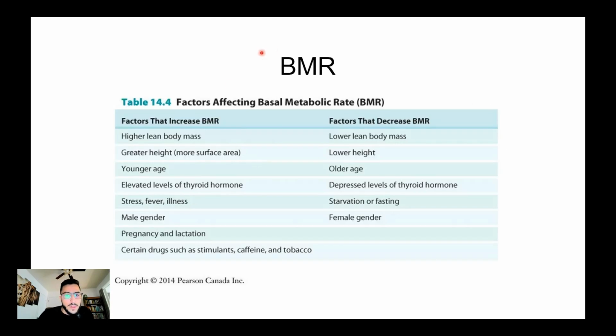Okay, these are the factors that affect basal metabolic rate. You can learn these. I talked about these in the lecture. I'm not going to go over them again. Just read them and learn them. They're important for you, okay?